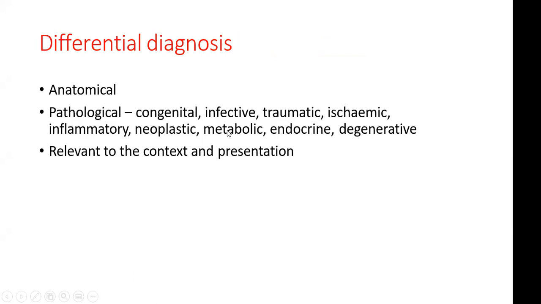Differential diagnosis can be thought of in several ways. Anatomically, for example, shortness of breath could be cardiovascular, respiratory, hematological, renal. That's an example of an anatomical differential diagnosis. Or it could be a pathological differential diagnosis: could it be a congenital problem, infective, ischemic, inflammatory, neoplastic, endocrine, degenerative? When we generate a differential diagnosis, we try to generate an anatomical one to say what system is at fault. Is it the cardiovascular system? Is it the respiratory system? And then what is the pathological differential diagnosis?